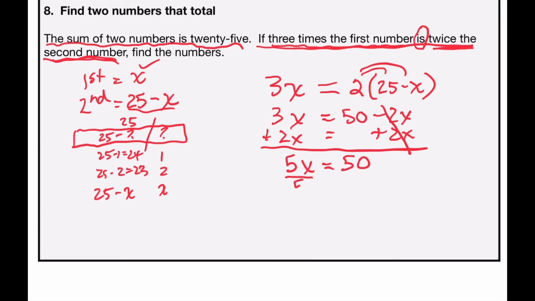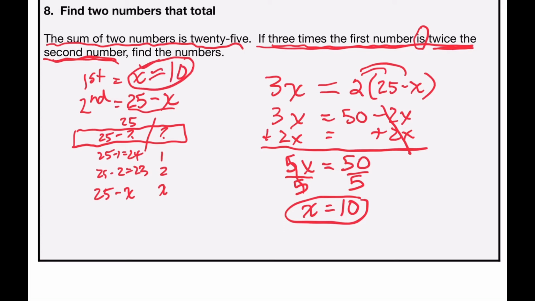And now I'll divide both sides by 5 to make my coefficient 1. 5 divided by 5 is 1x. And 50 divided by 5 is 10. So x equals 10, which means my first number is equal to 10. My second number is going to be equal to 25 minus 10. So it's like I cut 10 inches off the board. The second number would be 25 minus 10, and my answer would be 15. So my first number is 10, and my second number is 15. Once you know the total trick, you'll always be able to define both of the numbers.